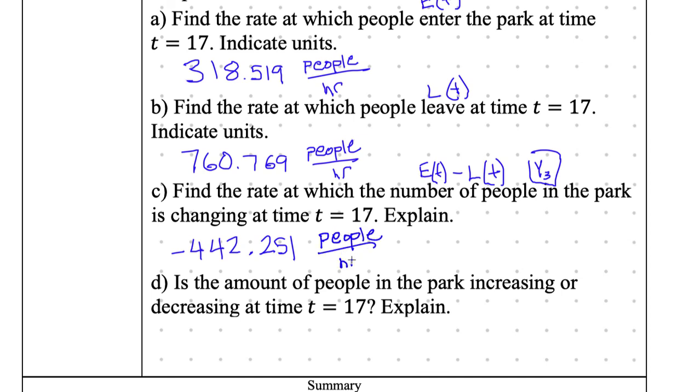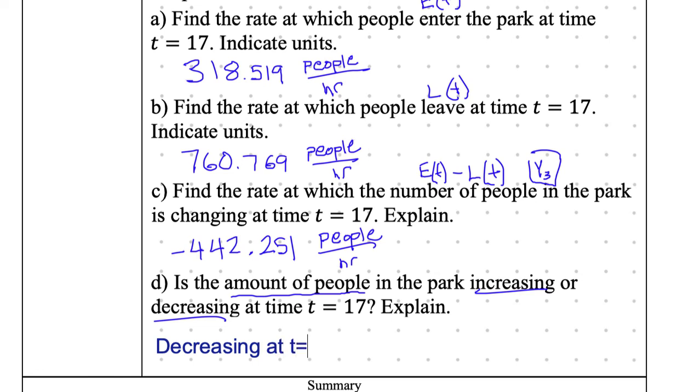Is the amount of people in the park increasing or decreasing at time t equals 17? I know that it's very obvious to some of us, but let's reanalyze this question. We're talking about the amount of people, no longer a rate. But then we say, is that increasing or decreasing? That means we're taking the derivative of an amount, which means we're talking about a rate. So what we're really asking is: is E of t minus L of t a positive or a negative number? Is this number right here positive or negative? Negative. Therefore it's decreasing. So let's go ahead and write that out.